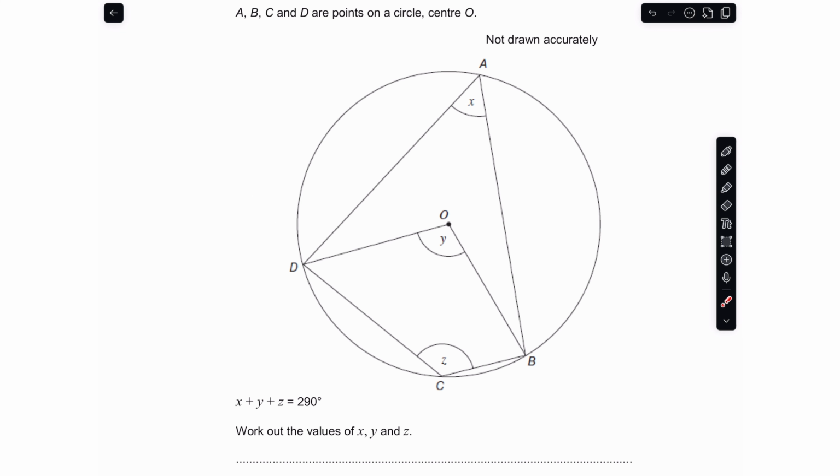So in this question, we are told that A, B, C, and D are points on the circle center O, that X plus Y plus Z equals 290 degrees. Work out the values of X, Y, and Z. So before I go ahead and do that, I want us to just examine this shape that we've got here. So within our circle, we have a cyclic quadrilateral. This is a four-sided shape with every corner touching the circumference of the circle. So if I point out here, we can see that A, B, C, D, and A form our cyclic quadrilateral.